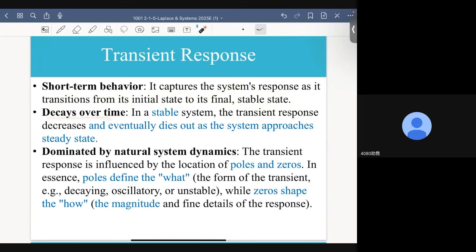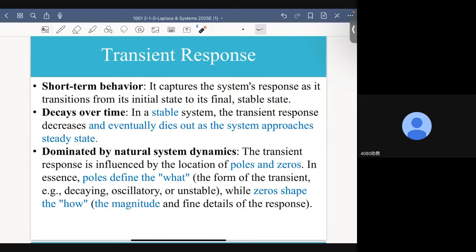It decays over time. In a stable system, note that the system has to be stable. If the system is stable, the transient response decreases and eventually dies out as the system approaches steady state. Okay, so the transient response, since it is transient, will not always be there. It means it will eventually go away, disappear as time goes to infinity. And the next remark is also very important.